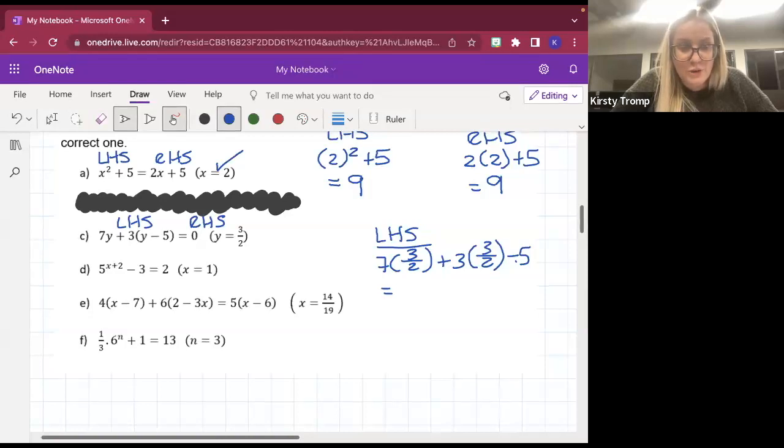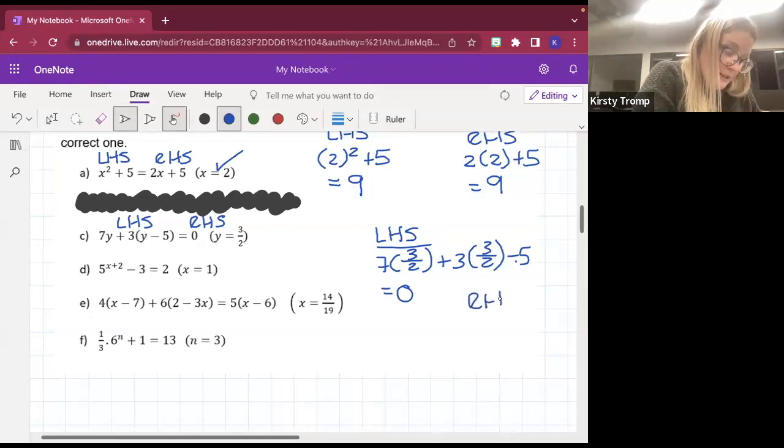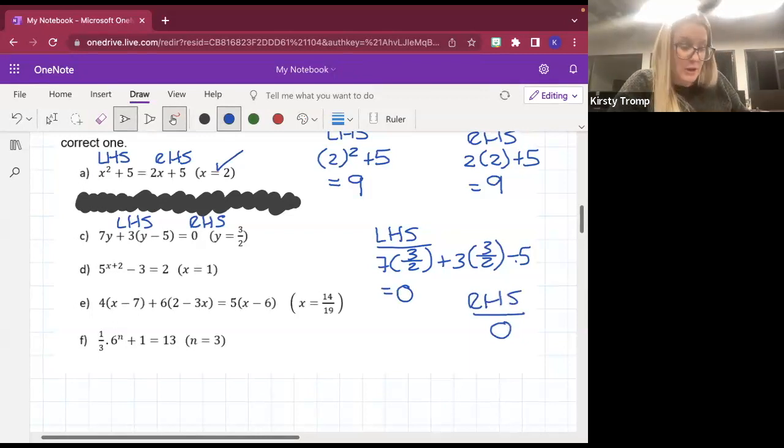Fantastic, you get 0. Good, nice, quick answers there. When you put that sum into your calculator, you get 0. What do I see on the right-hand side? They told me that the right-hand side was equal to 0. So, is the left-hand side equal to the right-hand side? Yes, it is. So I am happy with that one as well.